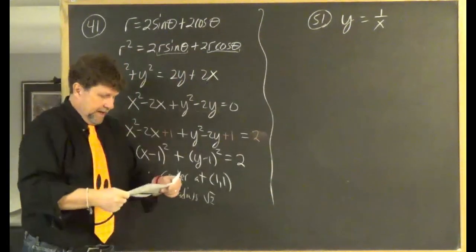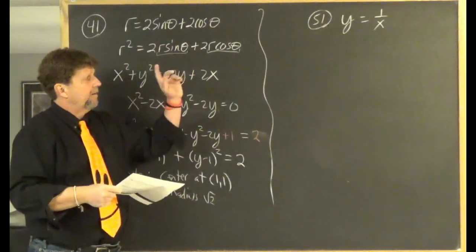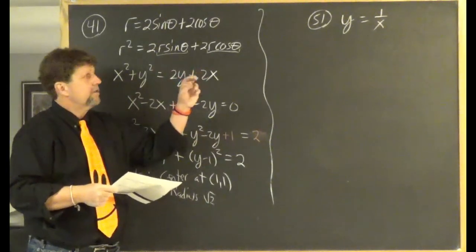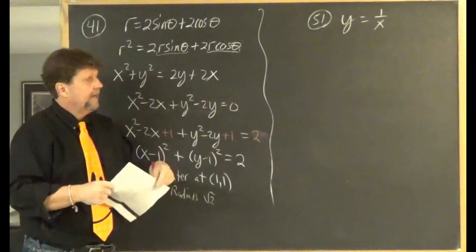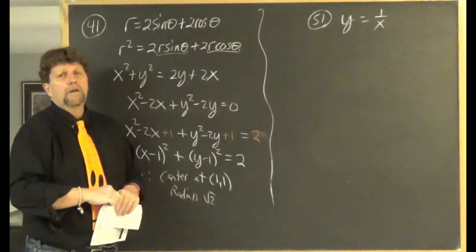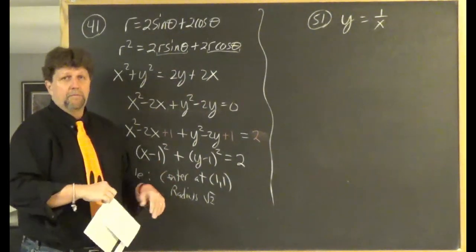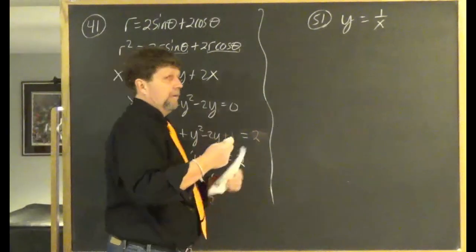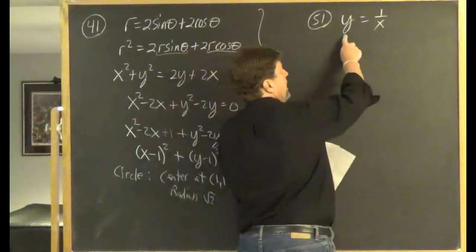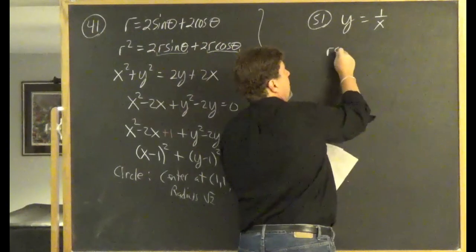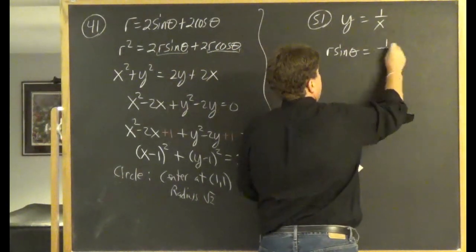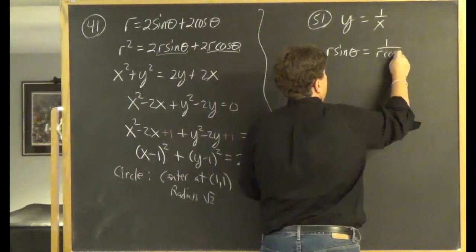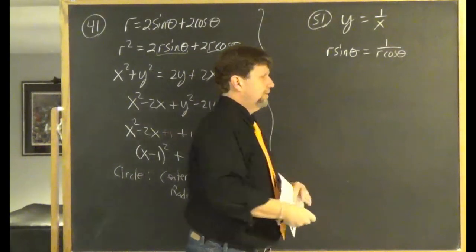In 51, you were asked to take the equation that was given to you in Cartesian coordinates, or rectangular coordinates, and convert that to a polar coordinate equation, so a polar equation. Well, just straight away, you know what y is. Y is r sine theta. You know what x is. X is r cosine theta.